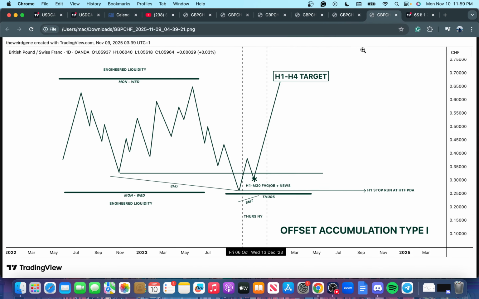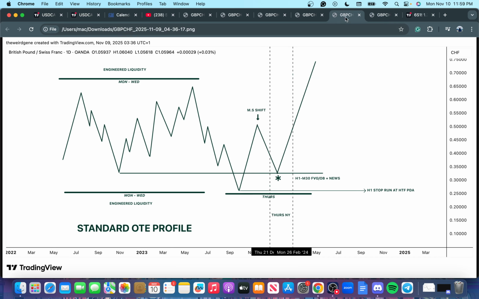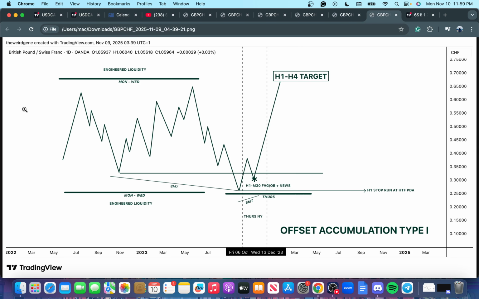And for entry model number 2, now here we have the same profile, the same conditions as in entry model number 1. Monday to Wednesday consolidation profile, which engineers liquidity above and below the marketplace. Oftentimes between Monday to Wednesday, or between Tuesday to Wednesday, the market would run those pools of liquidity, albeit on a shallow basis. Because again, the overall concept is that we engineer liquidity between Monday to Wednesday, and then Thursday is the trigger that then initiates the expansion phase, right?